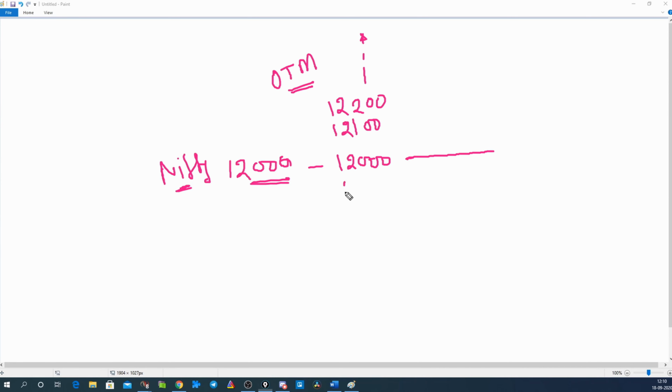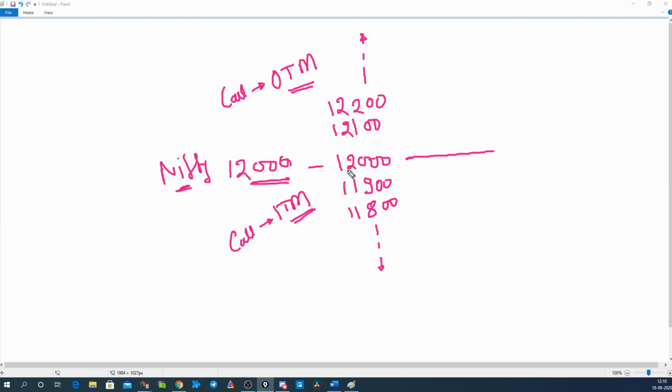Whereas if you go below, that is 11,900, 11,800 and so on, any strike price below the current market price for a call option is called as in the money. So above the strike price, a call becomes out of the money. Below the strike price, a call becomes in the money.